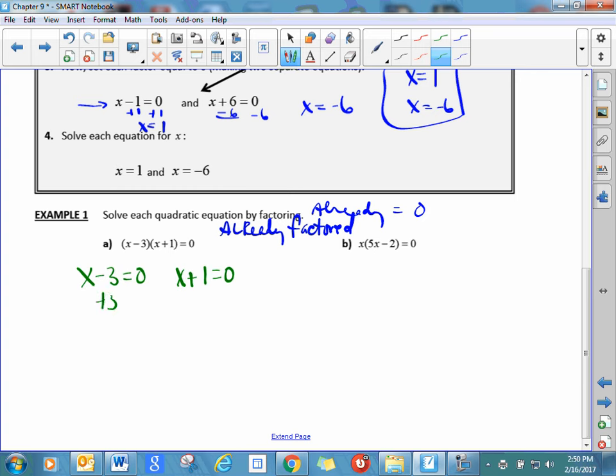Now this is pretty straightforward. You're going to add 3 to both sides and you get x equals 3. Over here, you're subtracting 1 to get the x alone, and you get x equals minus 1. These are your two solutions.